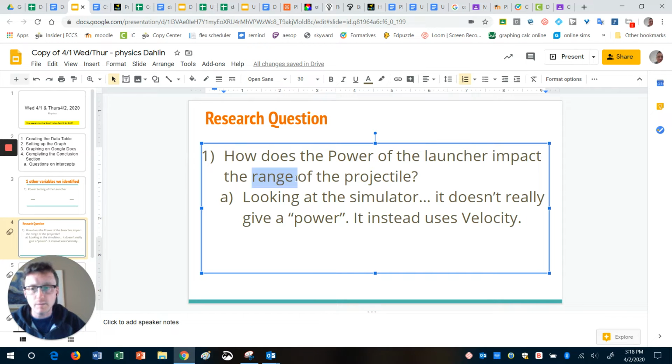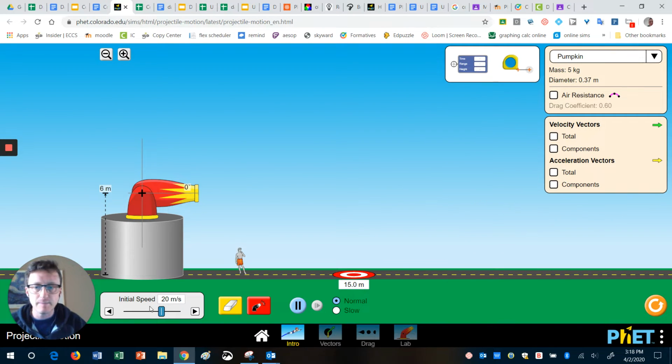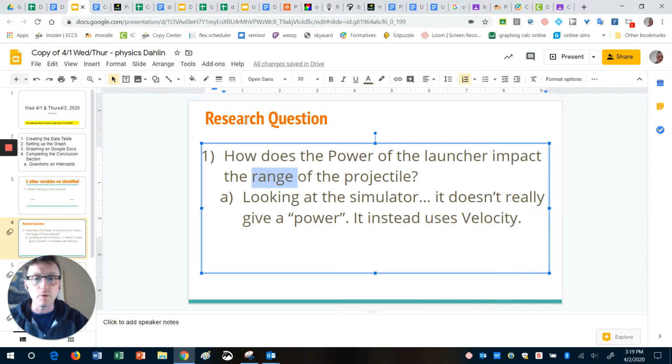Now, something to be aware of when you look at the simulator, it doesn't actually have power. It has velocity, right? Initial speed. Now, what we have to keep in mind is if you have the same object, but your cannon is able to fire it at a higher speed than it did before, it had to give it more power to do that. So that's taking the place of the power settings that we had on our launchers.